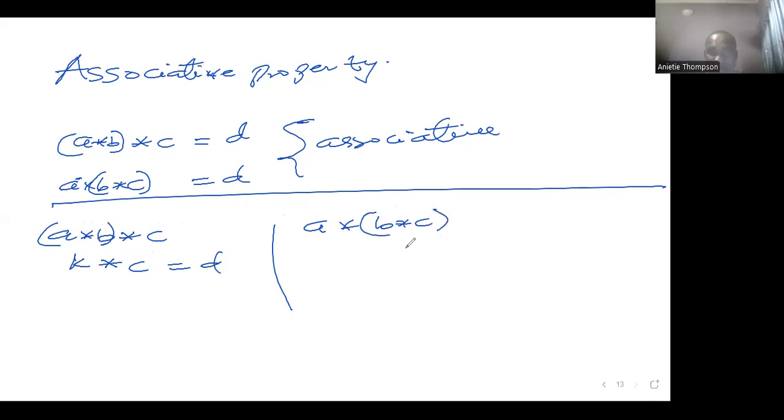Assuming B asterisk C is giving us M, we combine it with A and the result is, let's say, D. Because these two operations have given us the same result, we can say that the collection of these elements under this particular operator is associative. Don't forget this. You will understand it better when you try to solve some practical problems.